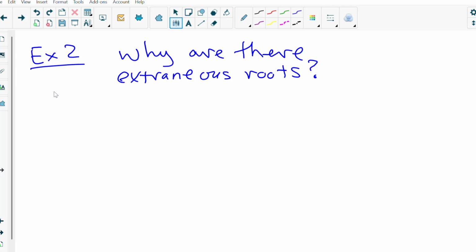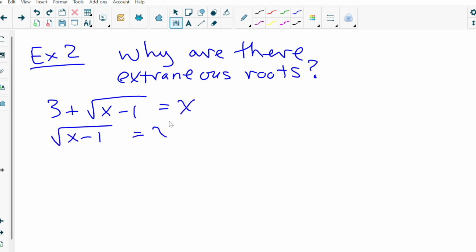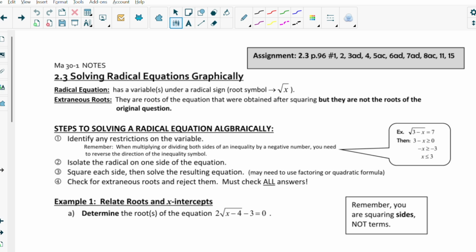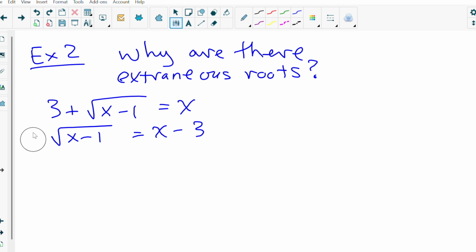Well, let's take our example 2. I have 3 plus square root of x minus 1 equals x. And a slight modification, I'm going to isolate the radical like this. And when we look at this, in this case, we're really only concerned with the positive square root version, right? When we think about this, and I'll show you this with a Desmos example, in reality, what you should be looking at is a positive and a negative version of the square root. And that really is the key to understanding why there are extraneous roots. Okay, let's set that one aside.